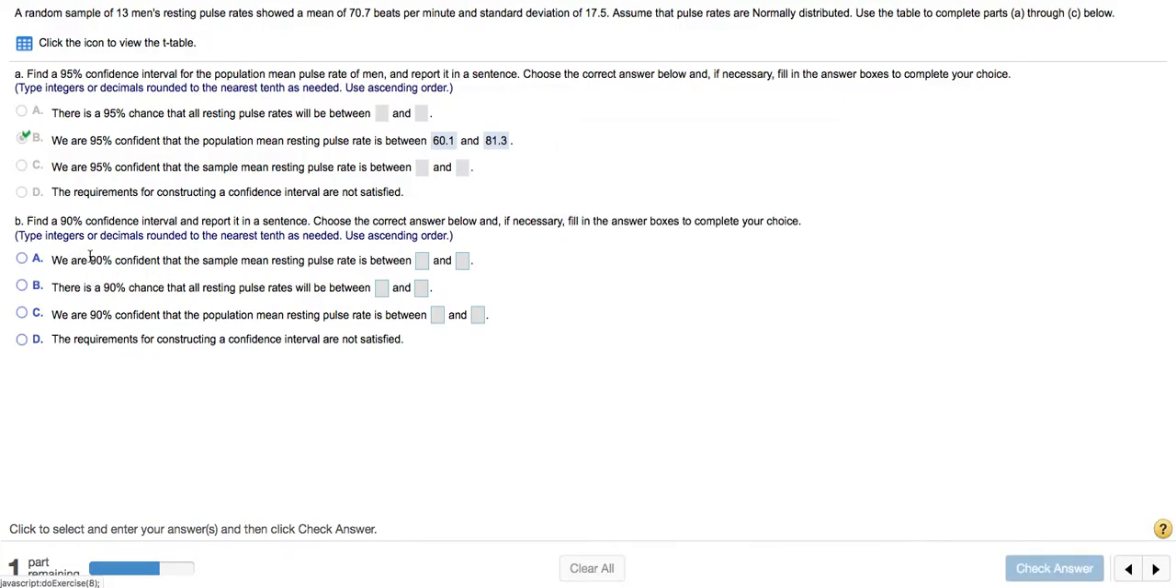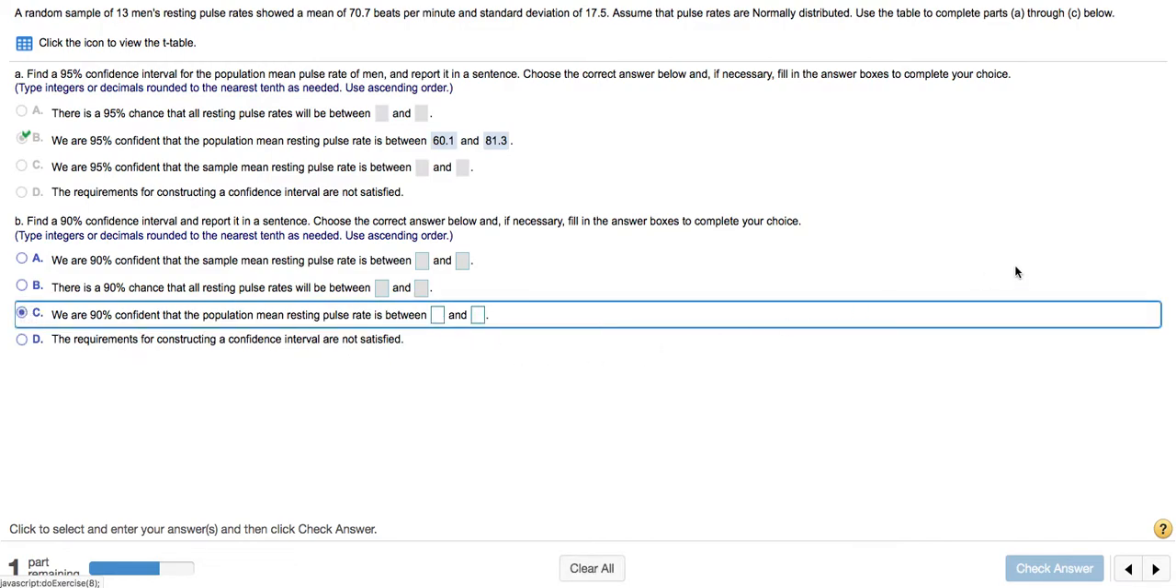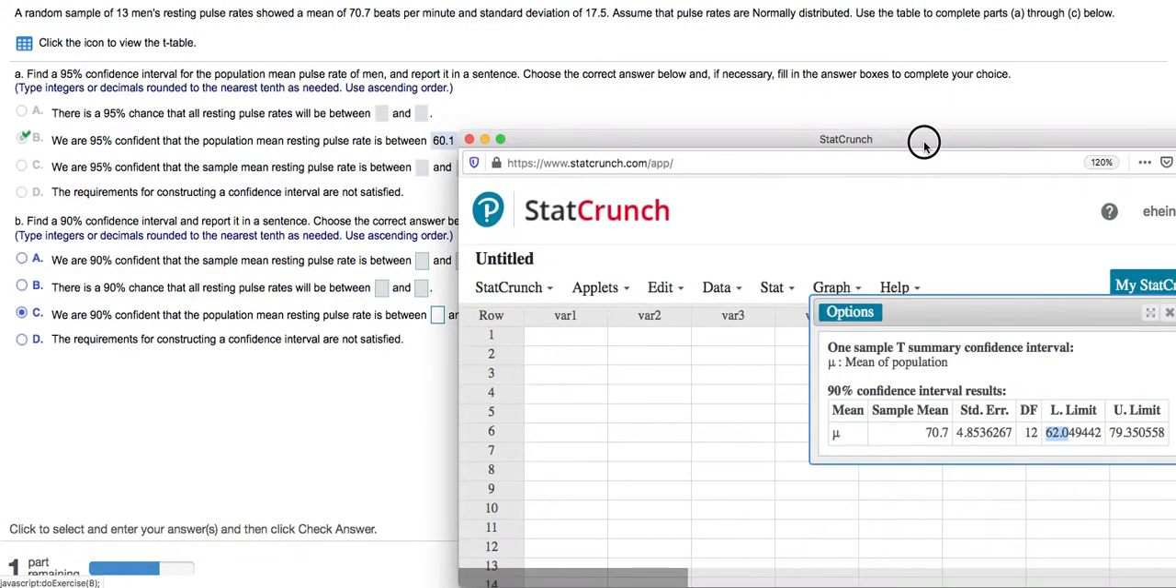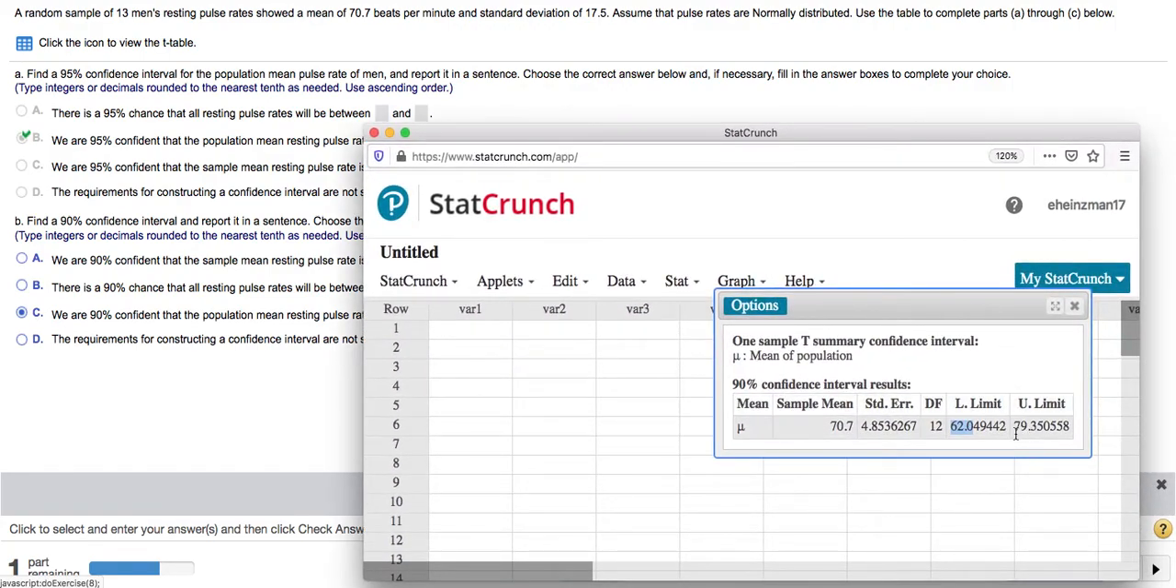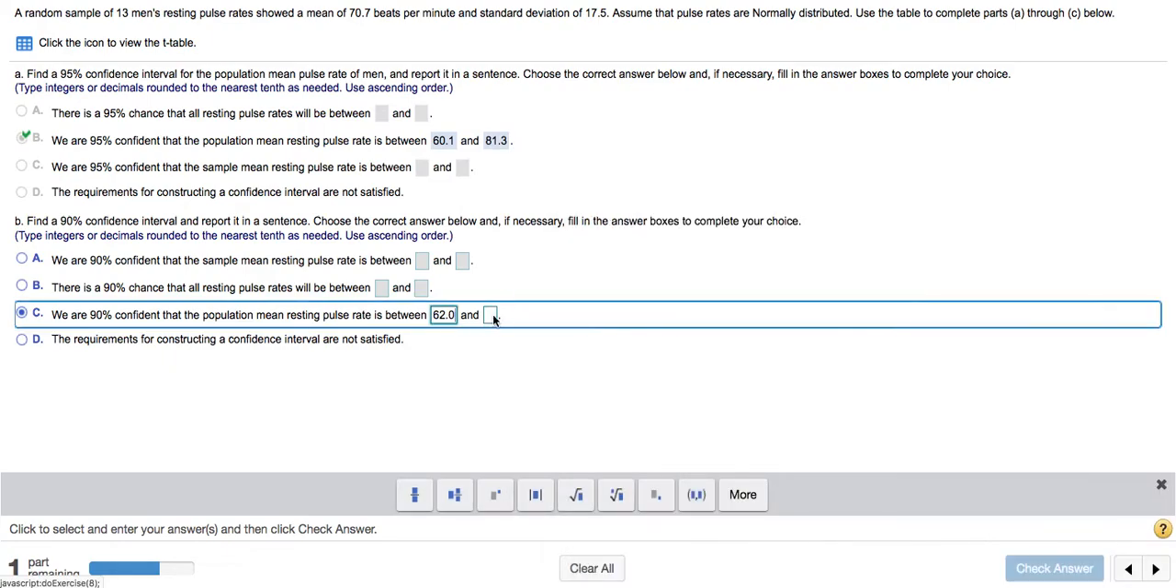So we're 90% confident that the population mean, so I want to choose this one here. So that was 62.0. And the upper limit was 79.4. And okay, the interval is smaller than the one in part A, but that makes sense because we're less confident. So I'll check my answer.